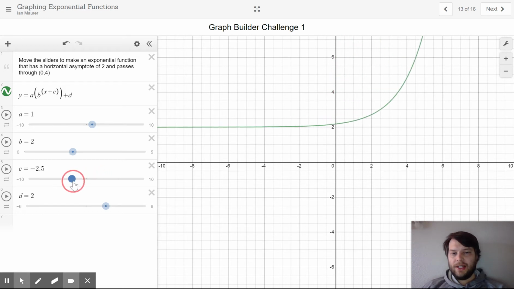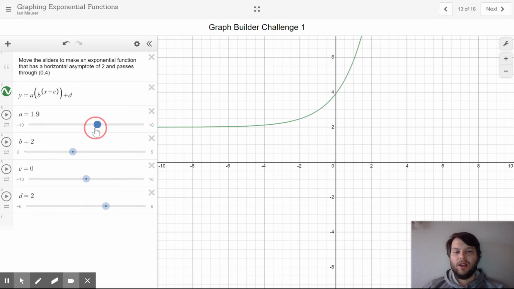There it is. C might get us there. You see, I can slide it. It's sliding that curve left and right, so it looks like if I knock it right there at C equals 1, we got it. But I could have also left C equals 0 and messed around with A, and you can see A is stretching it in a similar sort of way. I think if I make it A equals 2, you can hit it that way. So that's one way to do it.